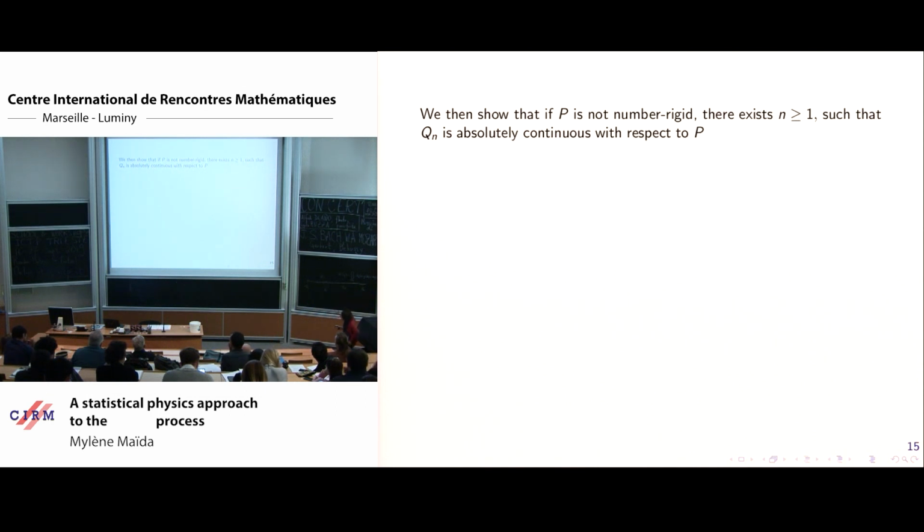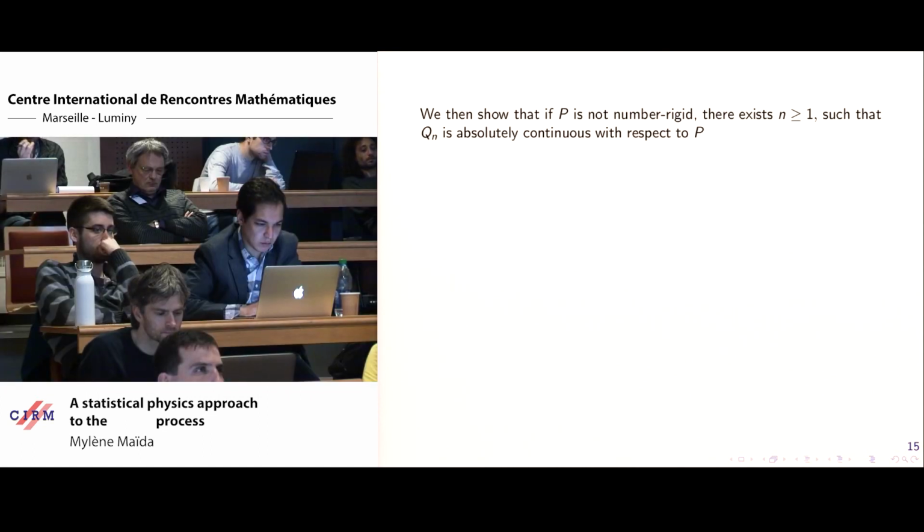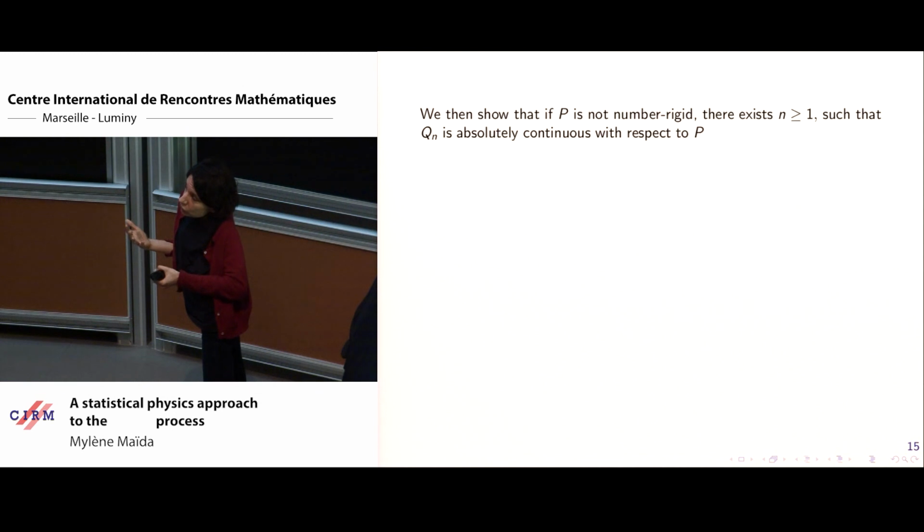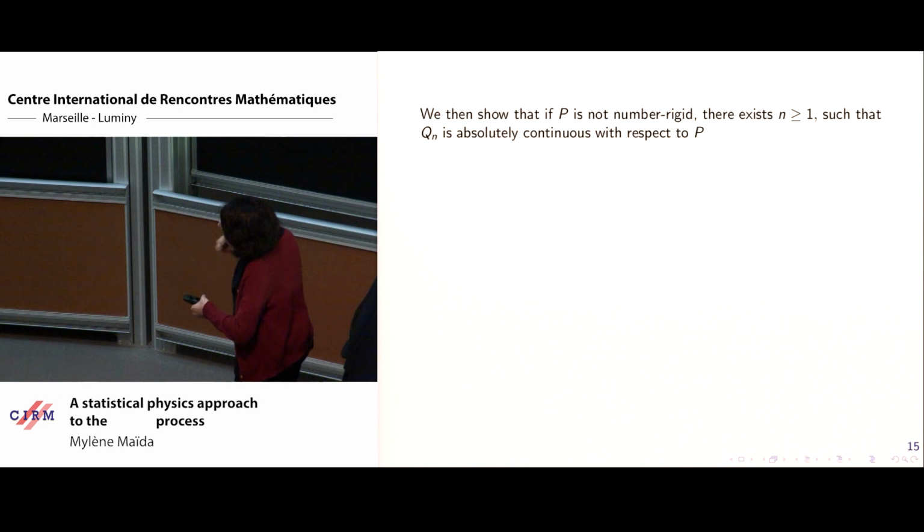We show that for a configuration which is not number rigid, well, if it's not number rigid, it means that when you have a typical configuration, then with a finite energy, at a finite cost, you can remove a number of points, maybe not one, but a bunch of points, or add a bunch of points.